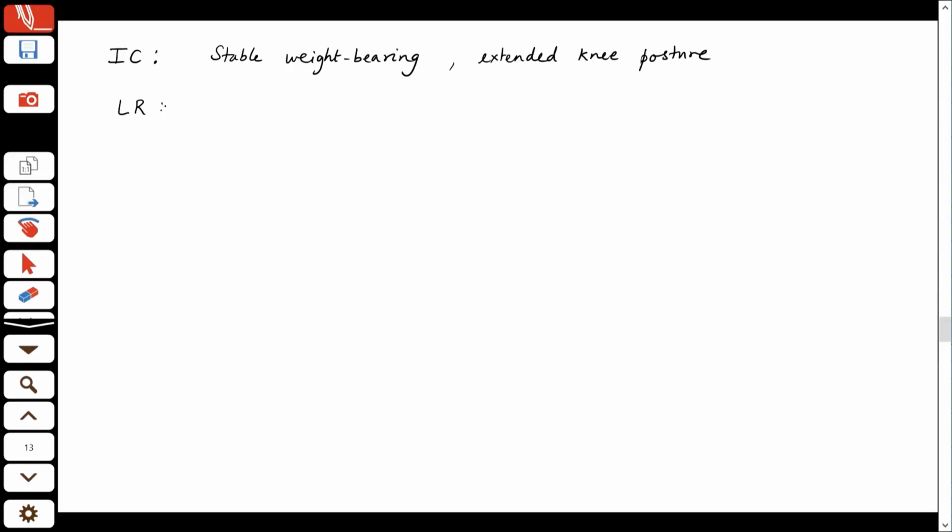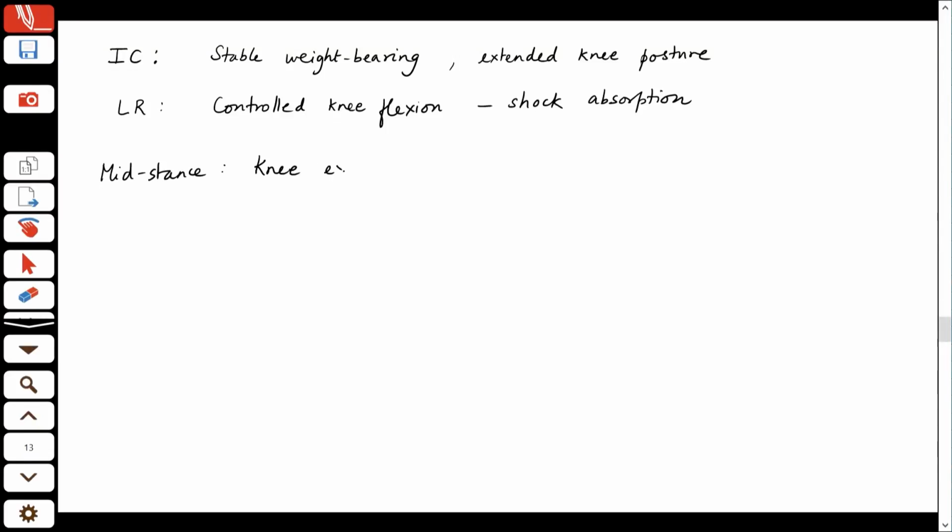In the loading response phase, you have some knee flexion, you have controlled knee flexion, and this serves the purpose of shock absorption. Again, knee extension is the key, it stays extended, because you need to have stable weight bearing.